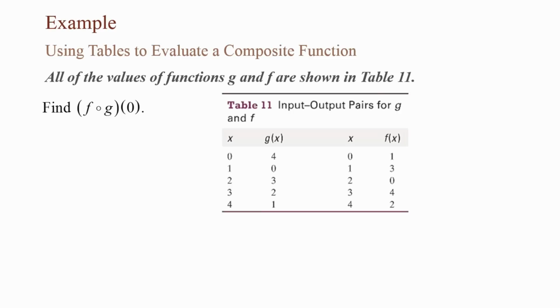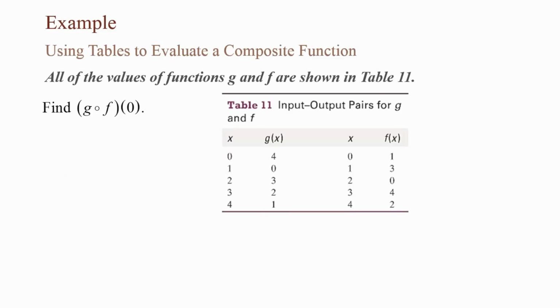So another way to write this is f of g of 0. So we start under the g of x equation and we find our 0. So if x is 0, g of x is 4. Then going to the f of x equation, my input x is 4, my output f of x is 2. What that means is that the answer for f of g of 0 is 2.